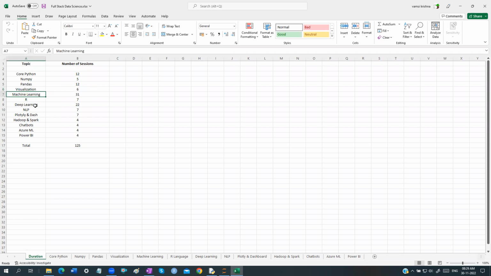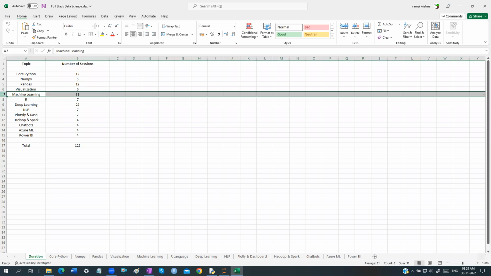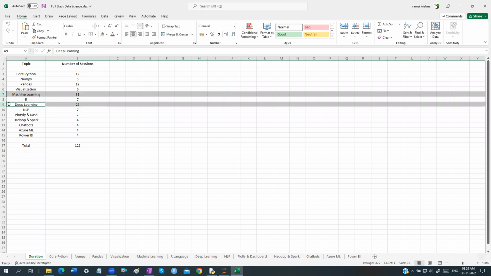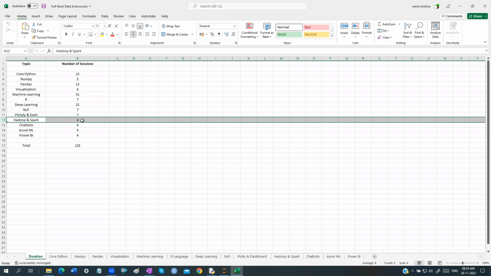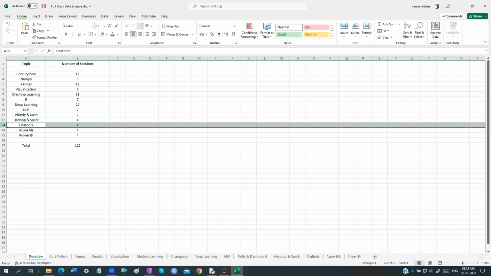Then the two main important topics are machine learning and deep learning. These are the main time-taking ones. Along with that, not only Python, we are also going to learn the R language, which will take 1 week. After that, there are some big data systems. They are not covered in depth, but we will learn a little about them, around 4 days. We will also develop chatbots, and cover Azure ML and Power BI as additional topics.